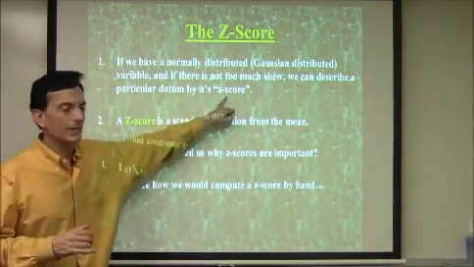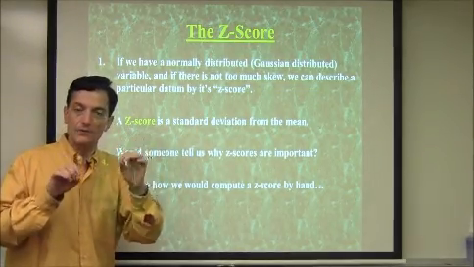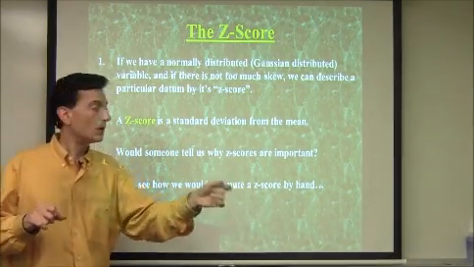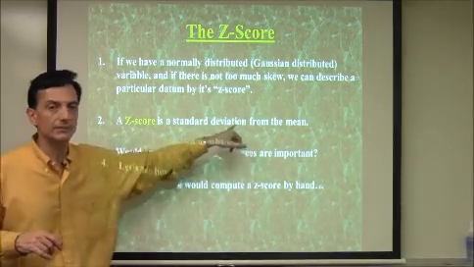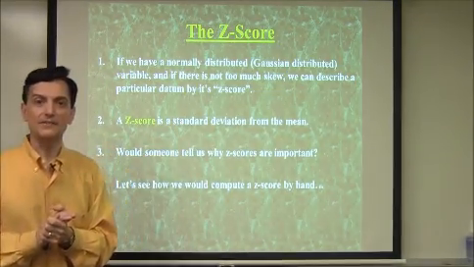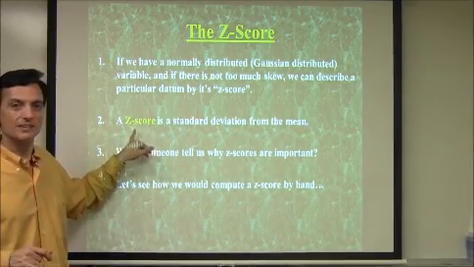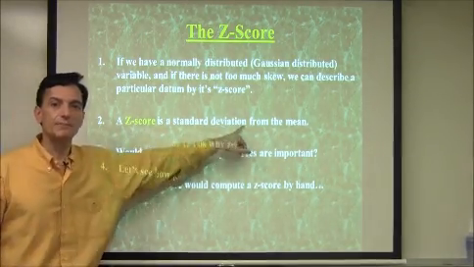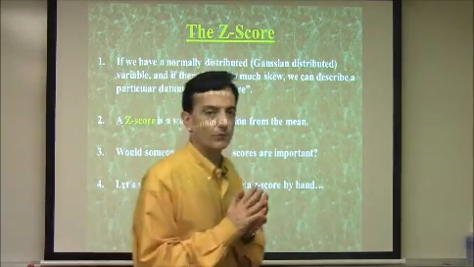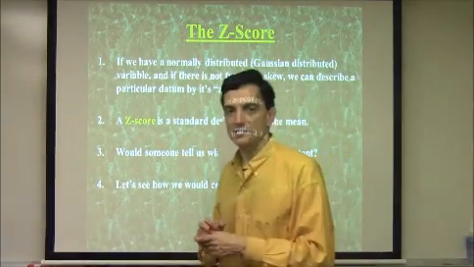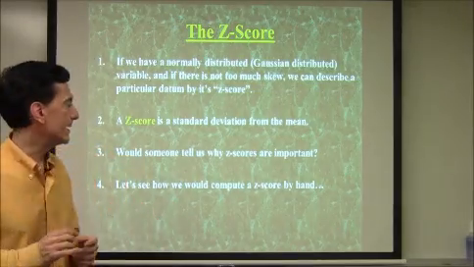If there isn't too much skew in there, we can express the scores either in their raw values or according to a z-score. A z-score is a standard deviation from the mean. Let's all say that together. A z-score is a standard deviation from the mean. Okay, I knew you could say it. That's going to be an important mantra for the rest of this semester, so it's good that we really get that idea down.